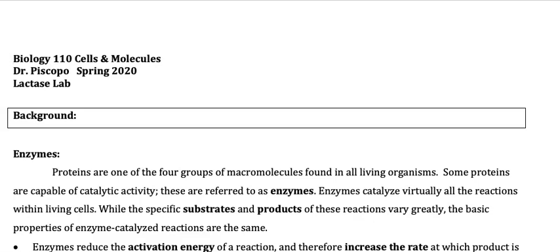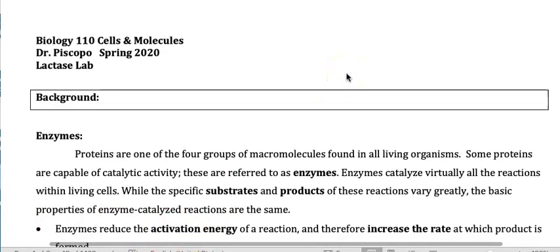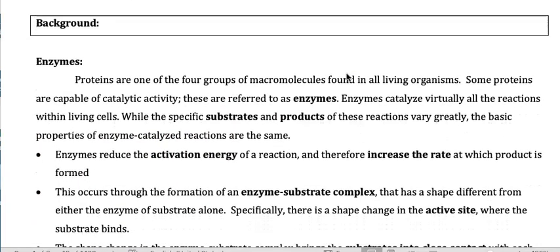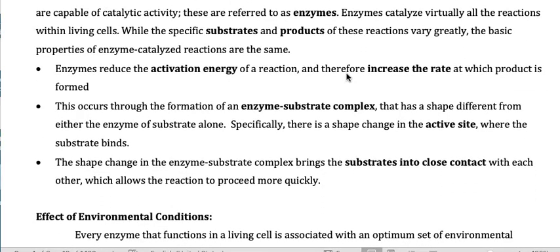Now, the last time we were together, prior to spring break, we were talking about enzymes. We talked about how enzymes are catalytic proteins and how they are necessary in all living cells because they help cells perform the metabolic reactions of everyday life. We talked about the three specific functions that enzymes perform in living cells. We talked about how enzymes bring substrates in close contact with each other at the active site.